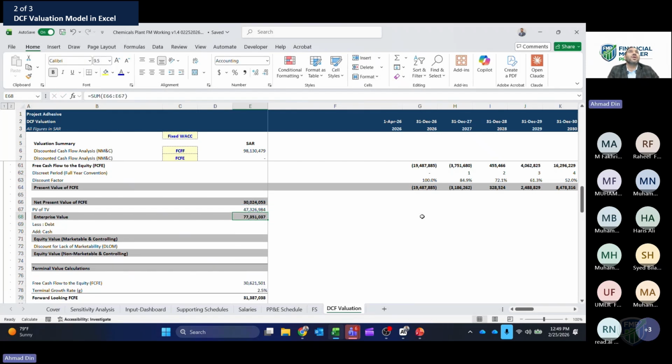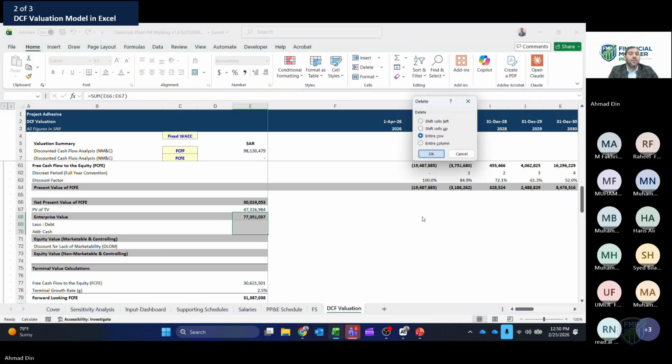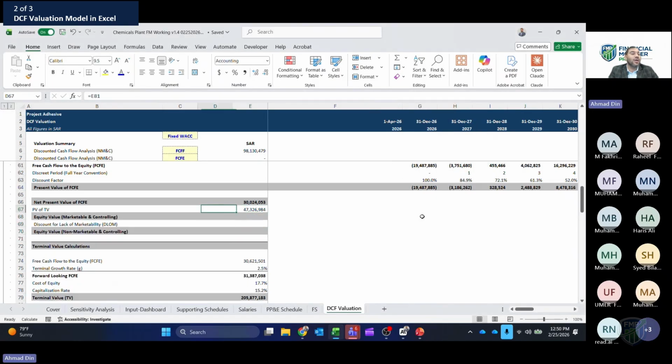there is one difference between this method and FCFF. For this method, we will not get the enterprise value. We will directly get the equity value, because we already netted off the debt, so whatever amount remains is the value of the shareholder. So it will not be the enterprise value, it will be the equity value.